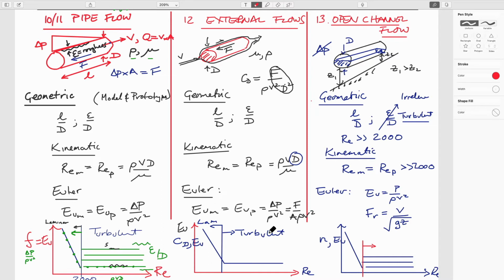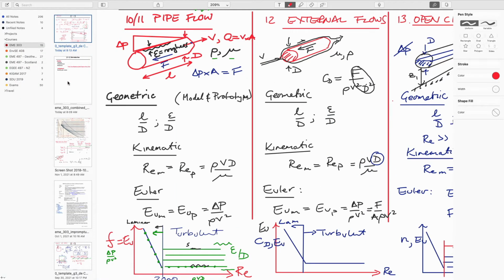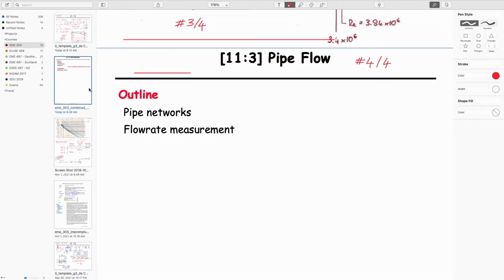And it's typically just a single number, and the reason it is a single number is because you're in the turbulent regime, and it doesn't change. And so that's kind of the big picture, if you like, of where we are, where we've come from, and also where we're going.